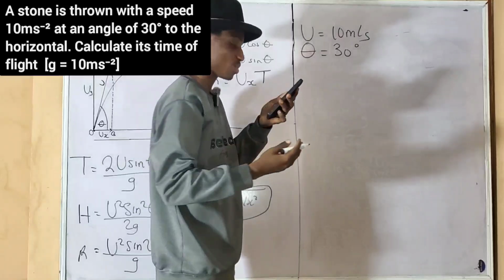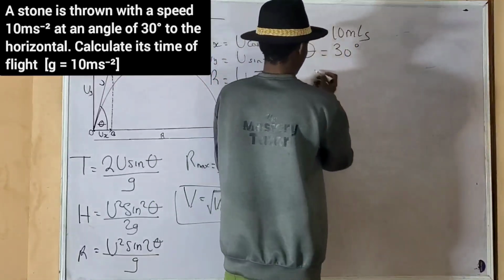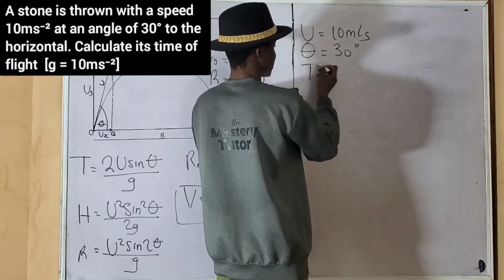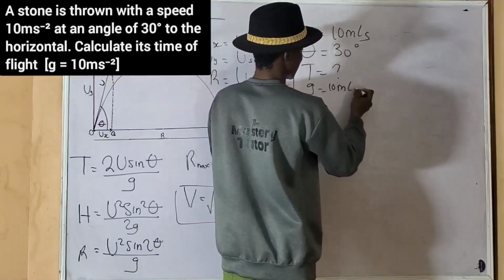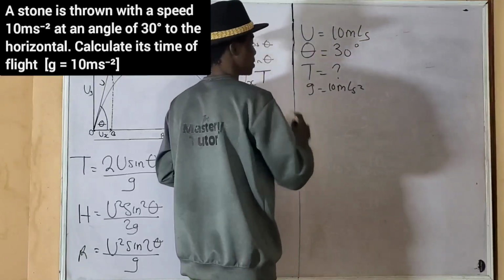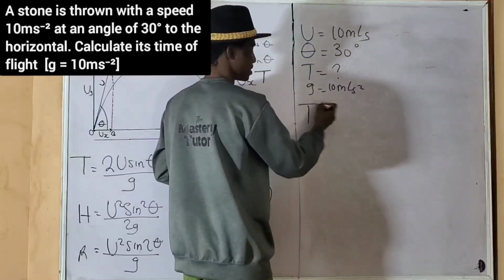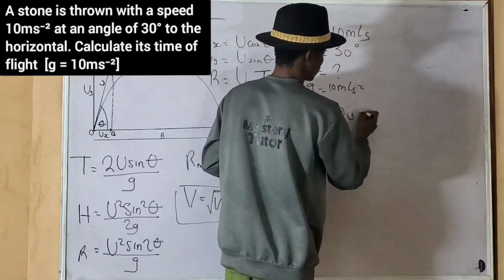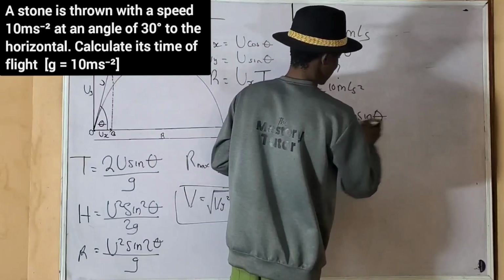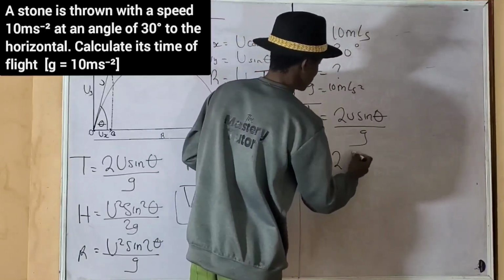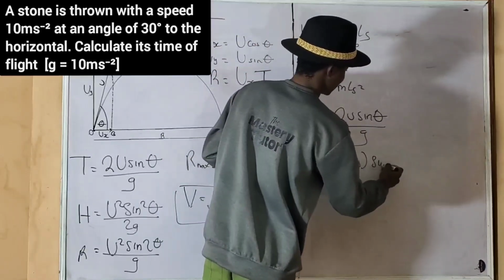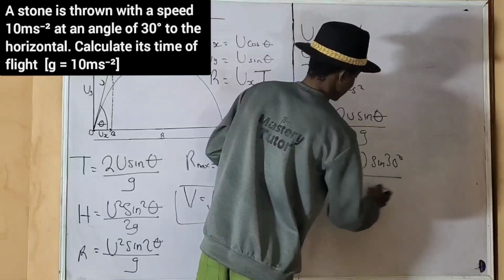You understand? So we are asked to find the time of flight, and do not forget that g is equal to 10 meters per second squared. Now with respect to this information, we know that the time of flight is 2u sine theta over g. So I'm going to have t equals 2 multiplied by 10 sine 30 degrees divided by 10.